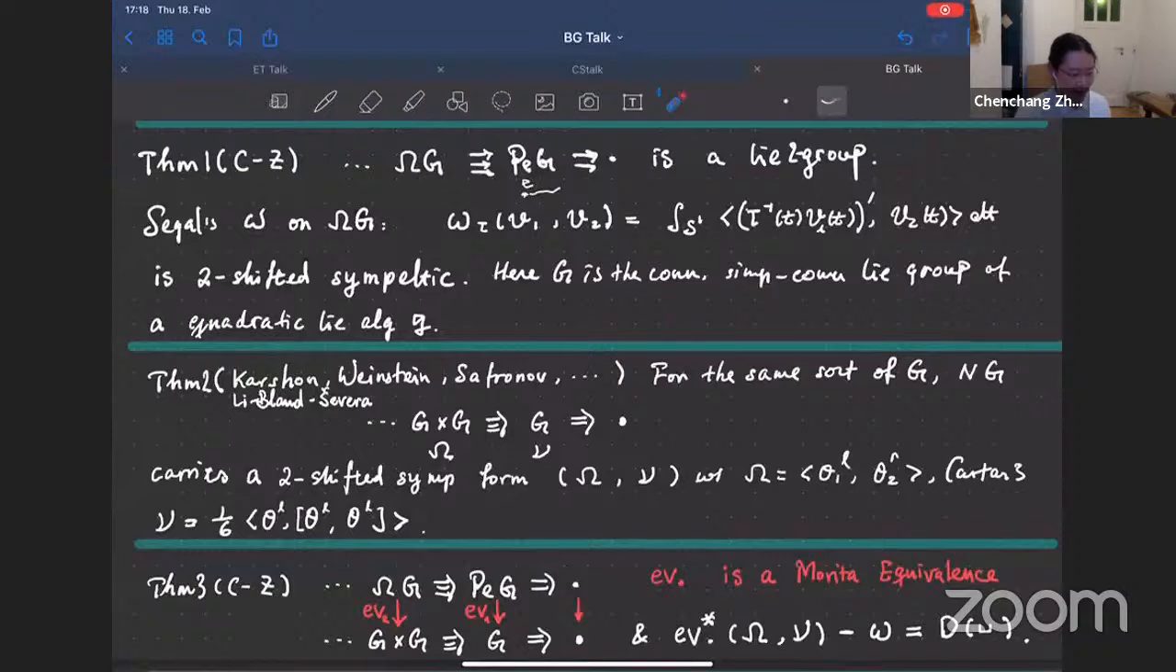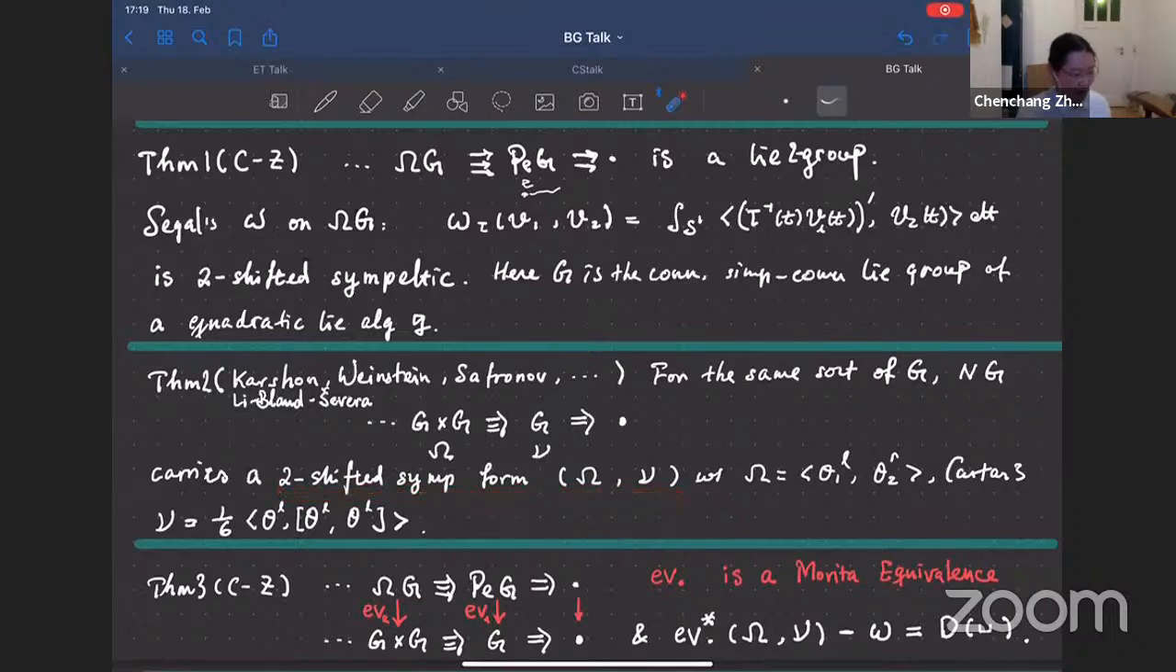And so we take the same sort of G and we form the nerve of G. We know that the classifying space is the geometric realization of the nerve of G, and then we have this Cartan 3-form, and then this 2-form. In Alan's note, I think he said it's from Yao Kashan's master thesis. Then these form together a two-shifted symplectic form.